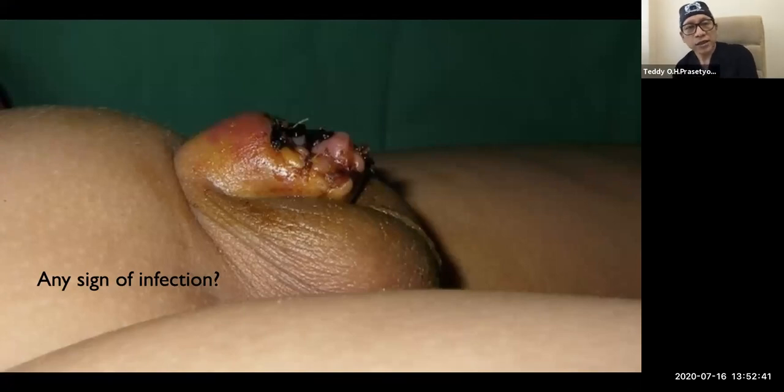Do you see any sign of infection in this case? This is a case of a kid suffering from circumcision with wrong procedures injuring the glans. All right? No systemic signs and symptoms of infection. The pain is just because of the circumcision. Now, give me a response.